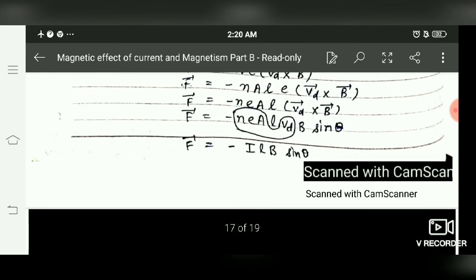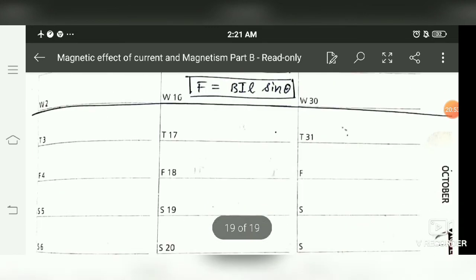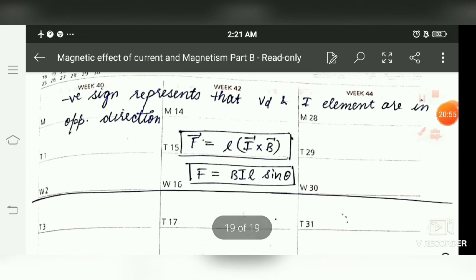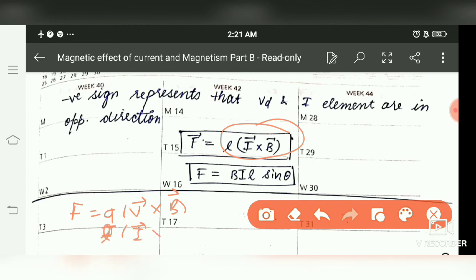So this is equal to minus I L B sine theta, or we can also write it in the vector form like this, L I B. So we can say F is equal to q V cross B can also be written as, if we want to write here current, then, if we want to write here length, it will become I L cross B. This is the vector form of the force acting on the conductor carrying current.